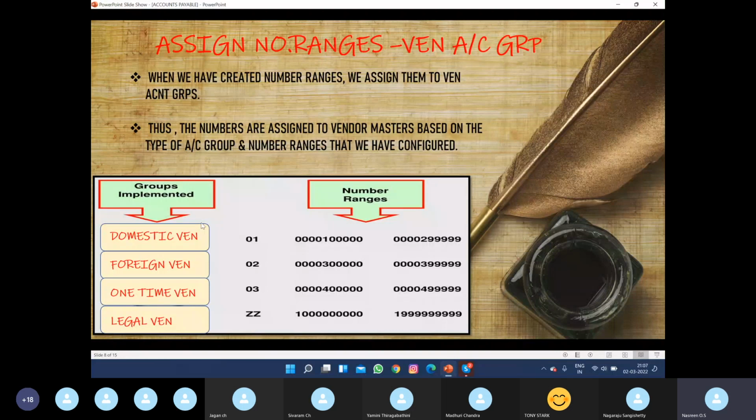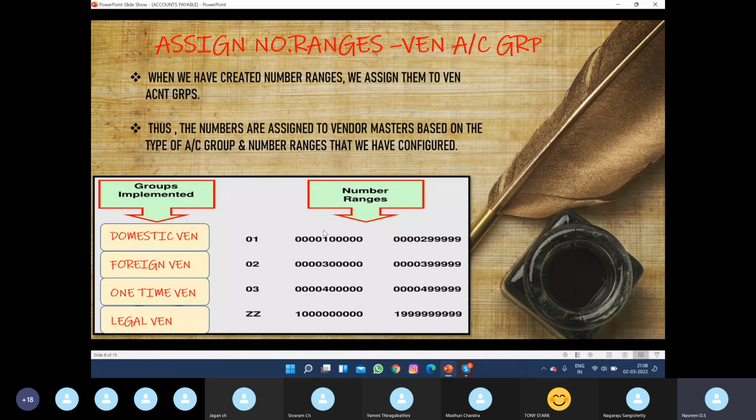For example, in our business, we have created, which means we have implemented the vendor account groups by the names domestic vendor, foreign vendor, one-time vendor, and legal vendor. These are the 4 account groups that we have created in our business. For these account groups, we have assigned these number ranges. For domestic vendors, we assigned it from 1 lakh to 2 lakh 99. For foreign vendors, 3 lakh to 3 lakh 99. For one-time vendors, 4 to 4 lakh 99. For legal vendors, it is given a certain range.